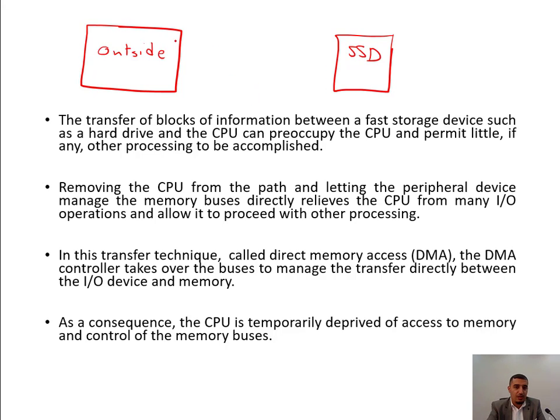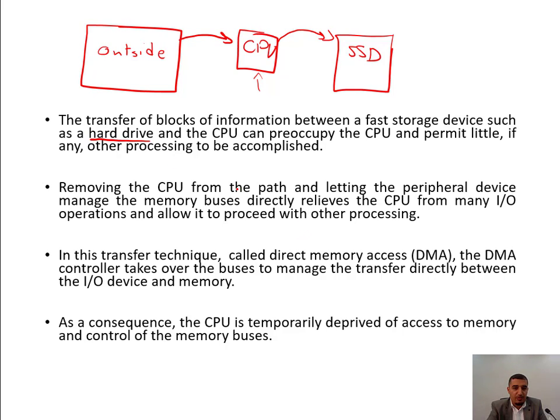So the conventional way is to take the information, and it will go to the CPU. The CPU will issue a move instruction to the SSD or to the memory, and so on. If we want to transfer a block of information between a fast storage device such as a hard drive and the CPU, this can preoccupy the CPU and permit little, if any, other processes to be accomplished, because this will take all the time needed from the CPU.